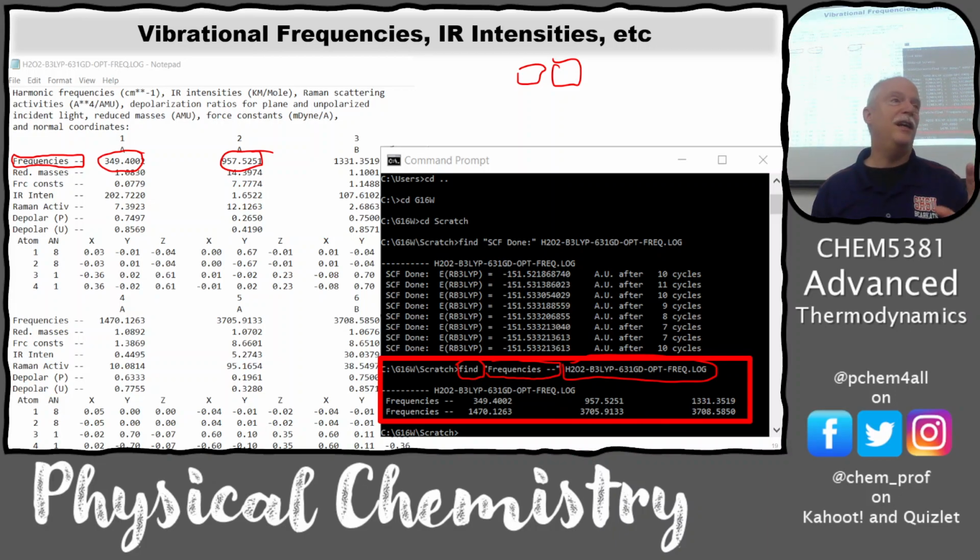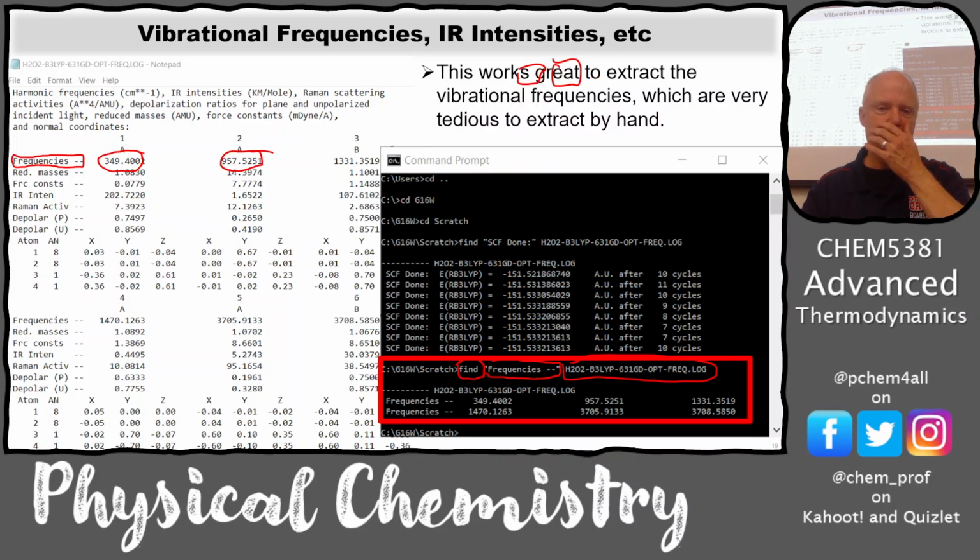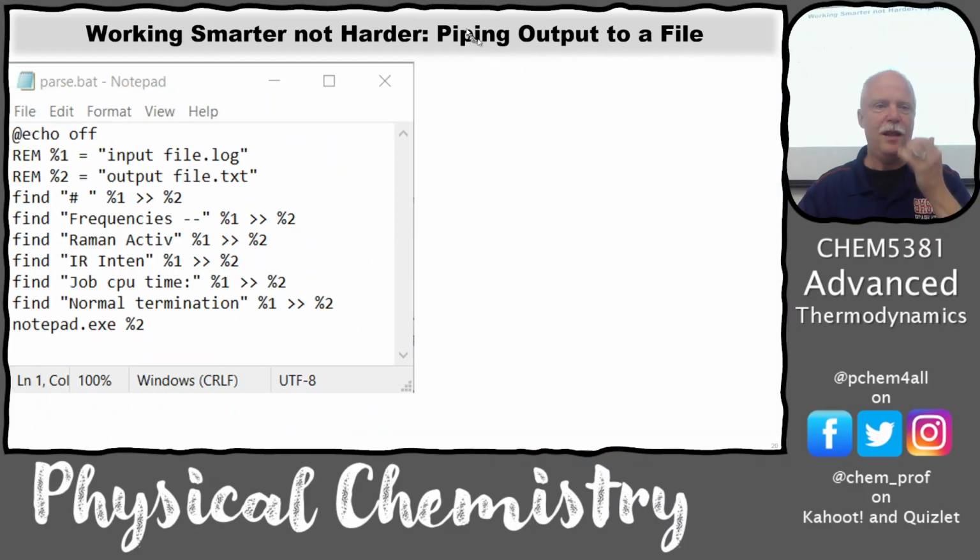So this is really helpful to know a little bit about MS-DOS, and these command line prompts, because it uses a lot of features like find. We could do the same thing with IR intensities, Raman activities, and we could pull all of those pieces, easy to paste into Excel. Okay, so it's a great way to extract the vibrational frequencies and so on, because they're very tedious to extract by hand. Now, work smarter, not harder.